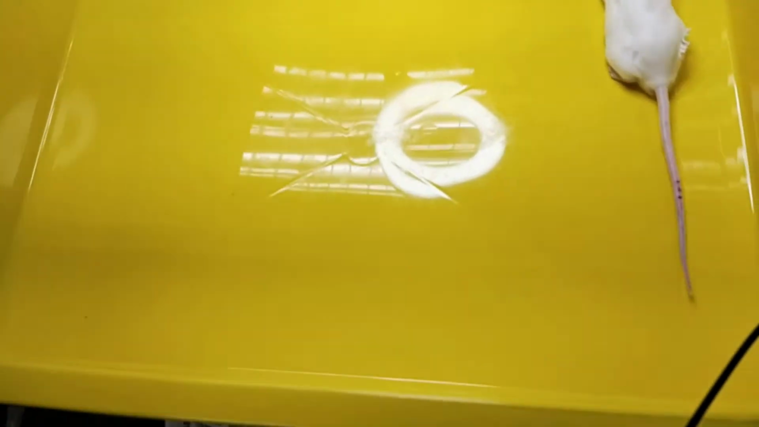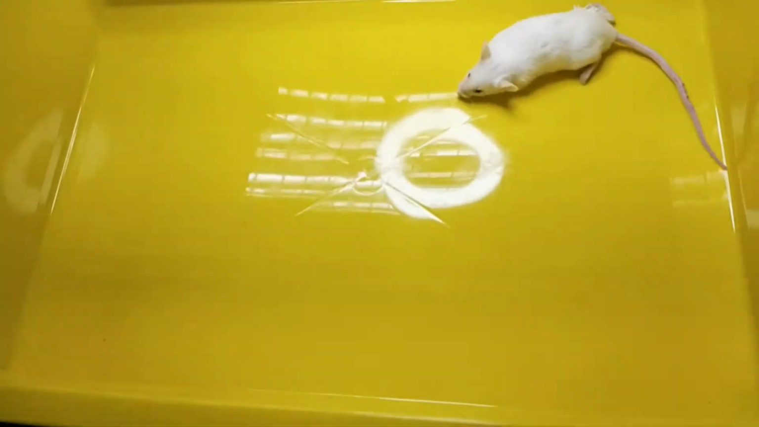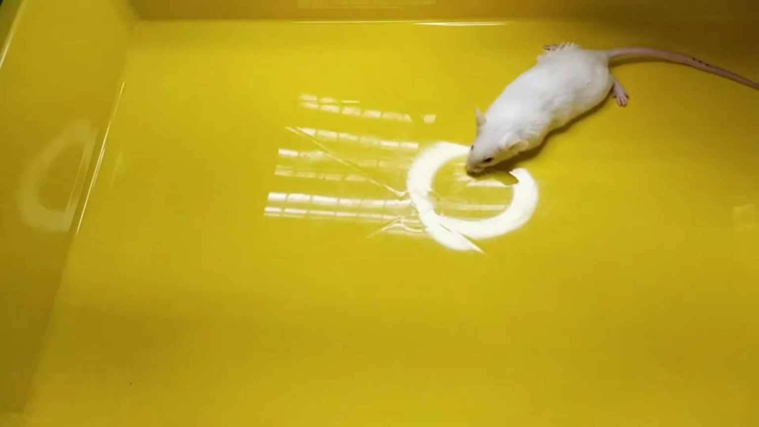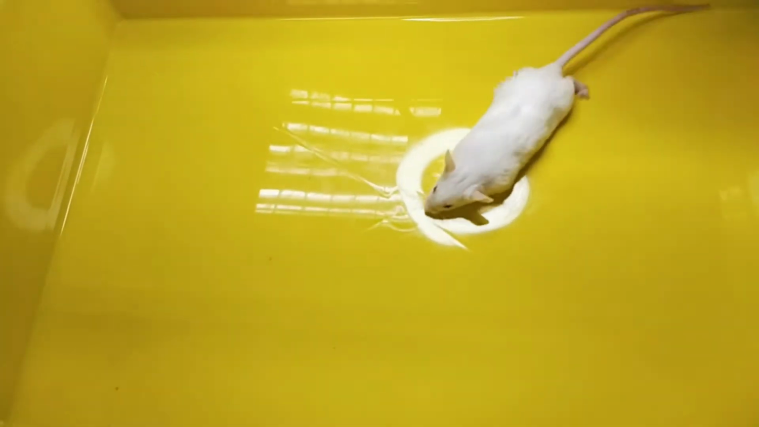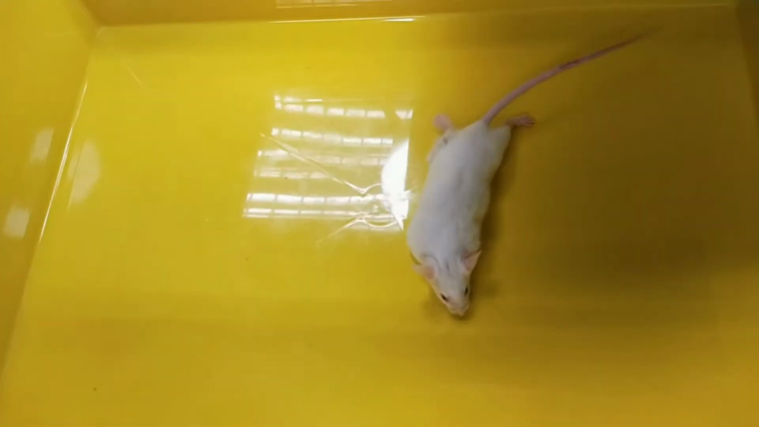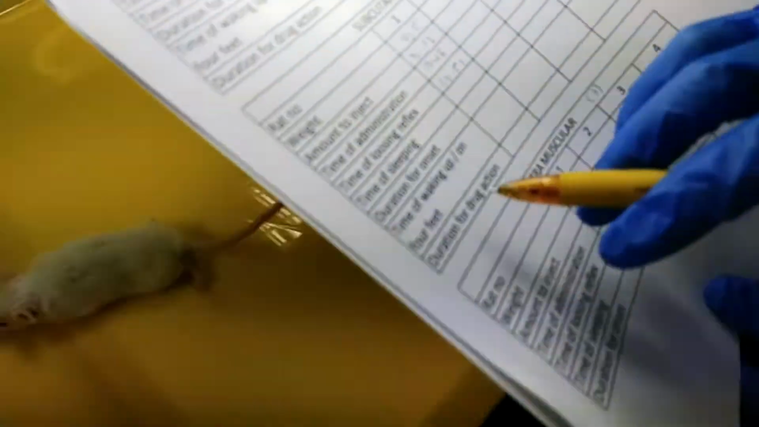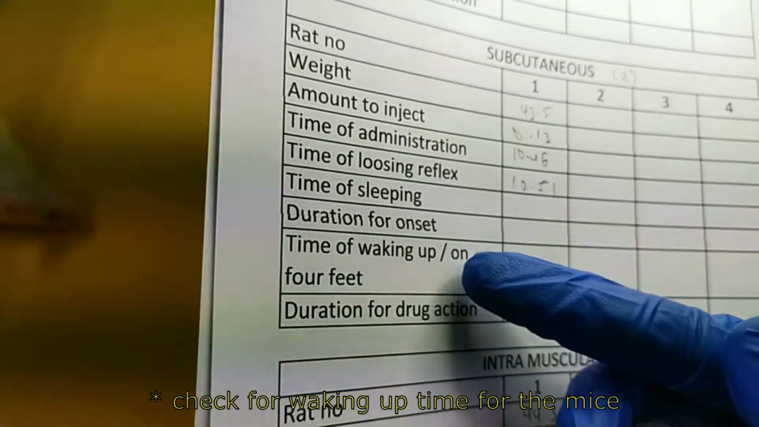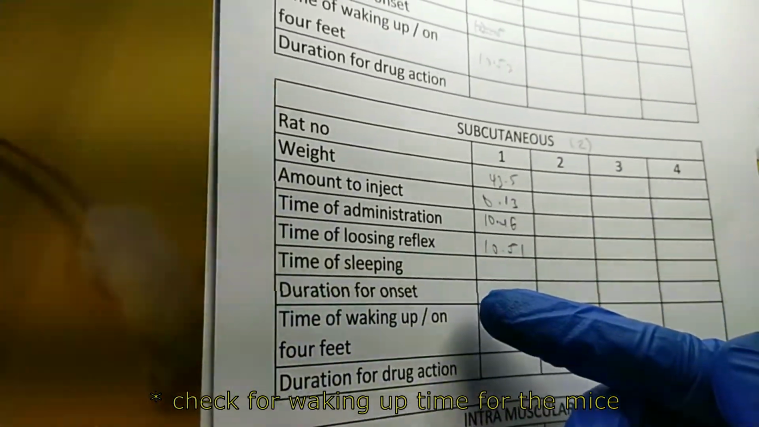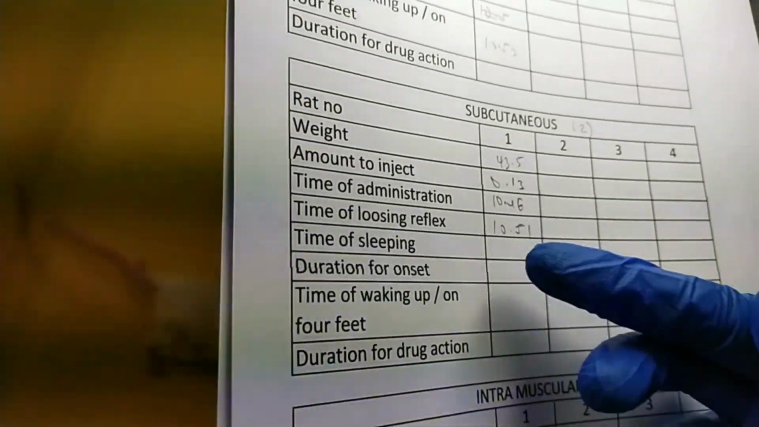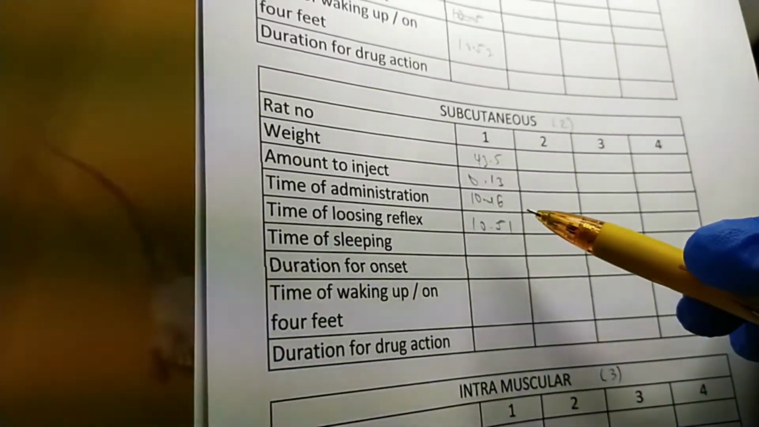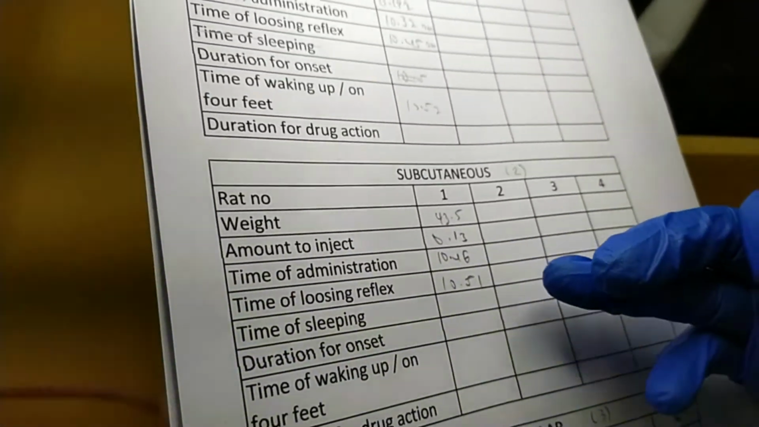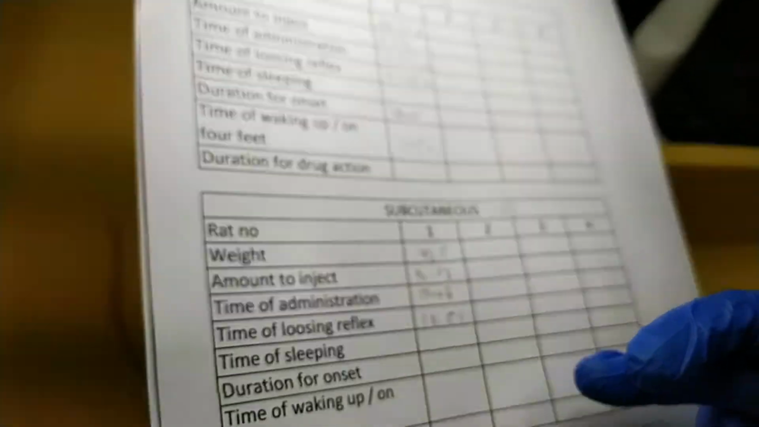So this is the mice number 3. They're still not showing any losing a reflex yet. So in the meantime, while waiting for this, we're going to proceed by showing you this parameter, which is the time of waking up. Okay, so you need to record the time of waking up for the animal as well after they fall into the losing reflex state.